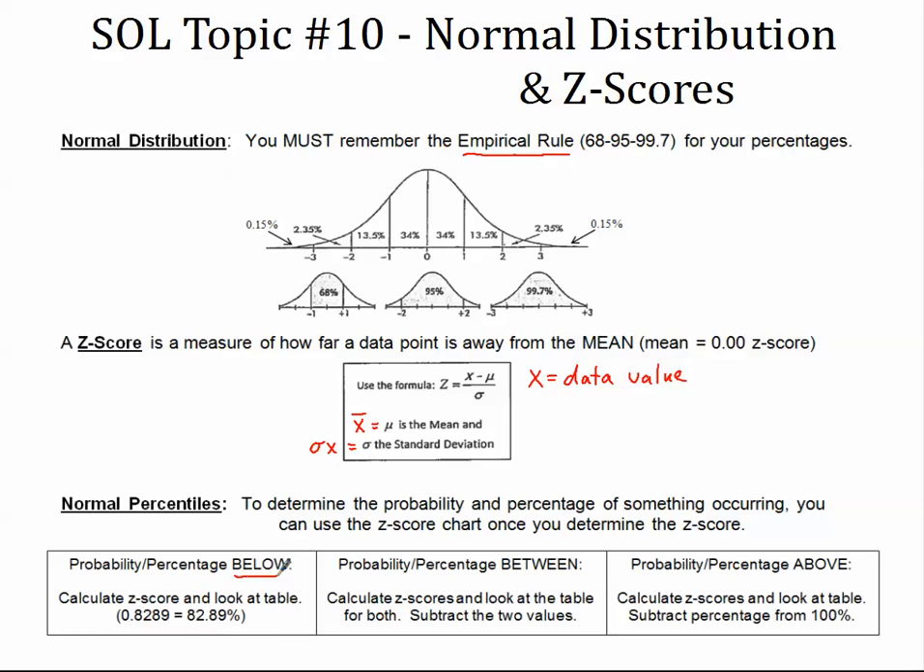So that's below. If we're looking for the probability or the percentage in between two data values, then we will calculate the z-score for each of them. We will look at the table for each of them, and then we will simply subtract those two probabilities or percentages, bigger minus smaller. And finally, for the probability or the percentage above, remember, the table always gives you the stuff below. So when we calculate the z-score and look at the table, we need to take that percentage or that probability and subtract it from 100% or from 1. So we'll look at how to use the table as well.